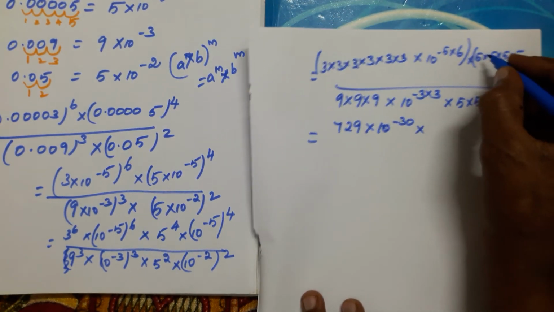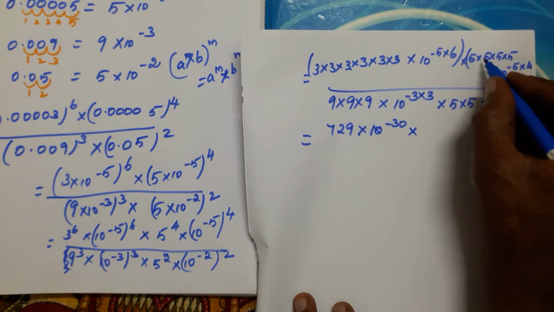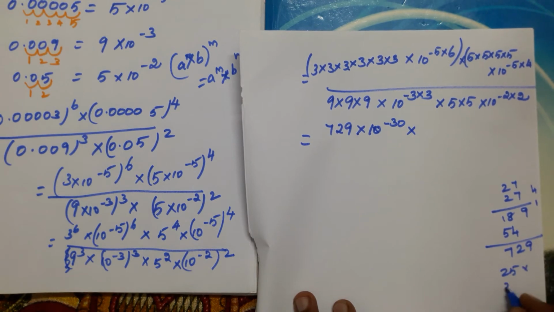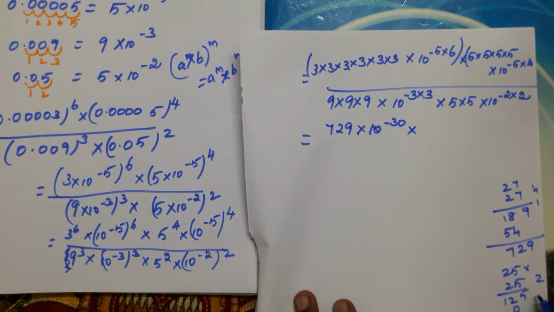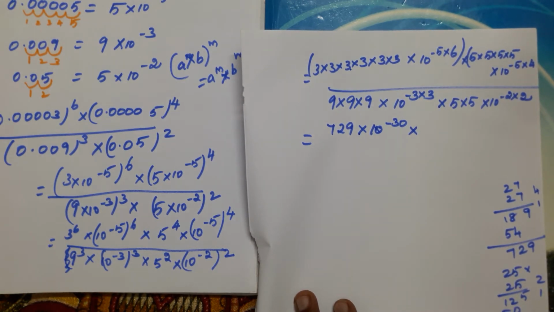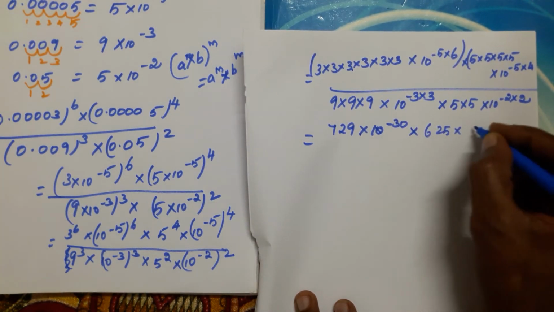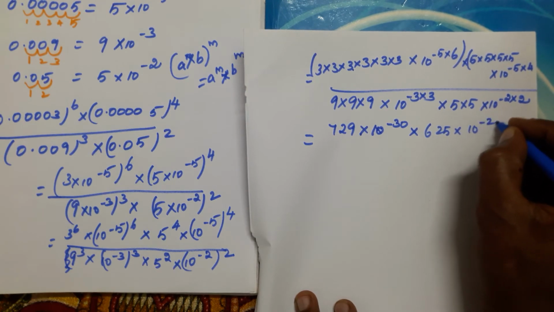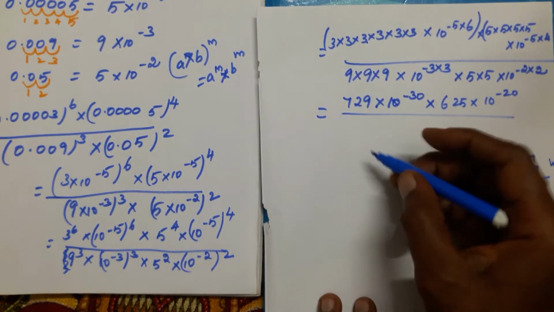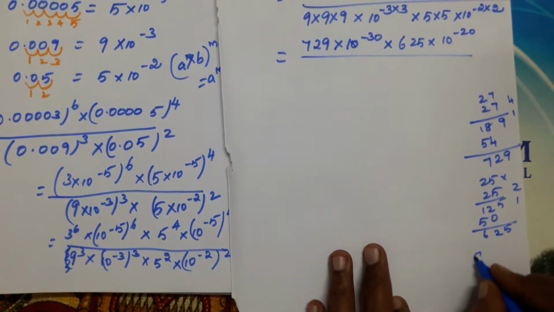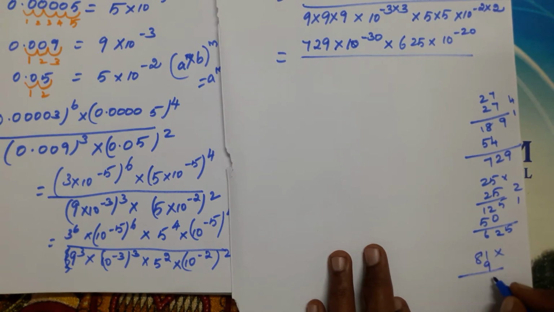Next 5 into 5 into 5 into 5 is equal to 5 5s are 25, 25 into 25. 2 balance, 2 10 12. 5 2s are 10, 1 balance, 4 5 is equal to 625 into 10 power minus 20. Next 9 into 9 into 9. 9 9s are 81, 81 into 9, 729.